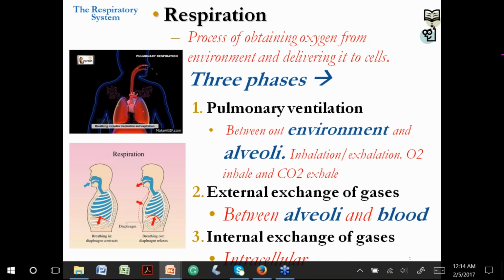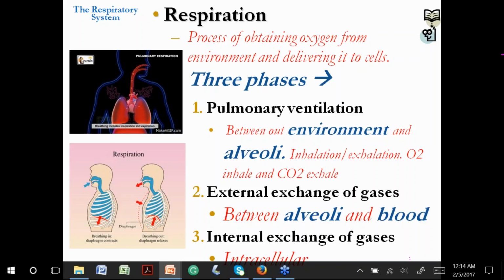Here, first of all, we need to know the basic thing. What is respiration? Respiration is the process of getting oxygen from the environment and delivering it to the cells. That is the whole thing, right? So we inhale oxygen and deliver it to the cells. But we have three phases.